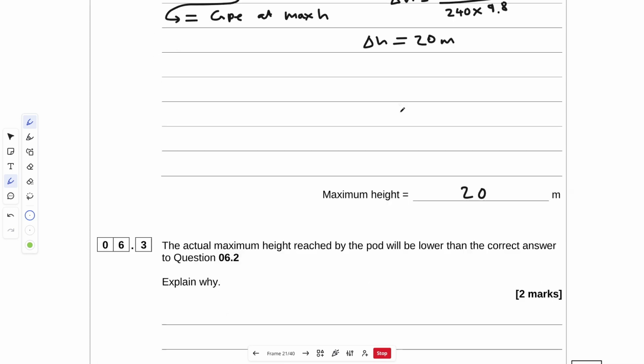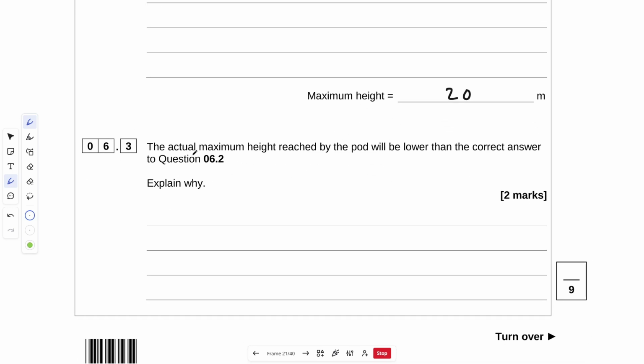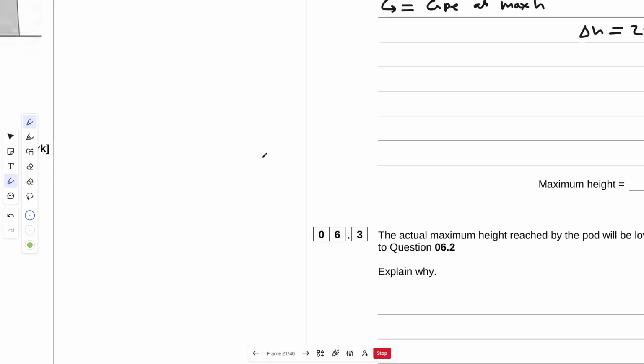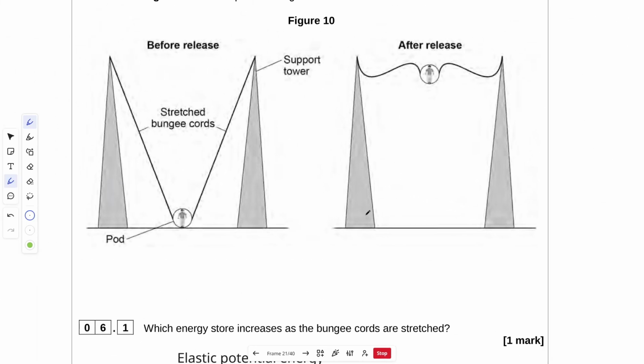Okay, so now that we have this, let's take a look at the final question. Within this question number 6, the actual maximum height reached by the pod will be lower than the correct answer to question 6.2. We need to explain why. So let's go back to the actual diagram and see what's going on here. What we've done is we've assumed that all of the energy that's stored in the elastic potential energy stores of these stretched bungee cords is converted into gravitational potential energy.